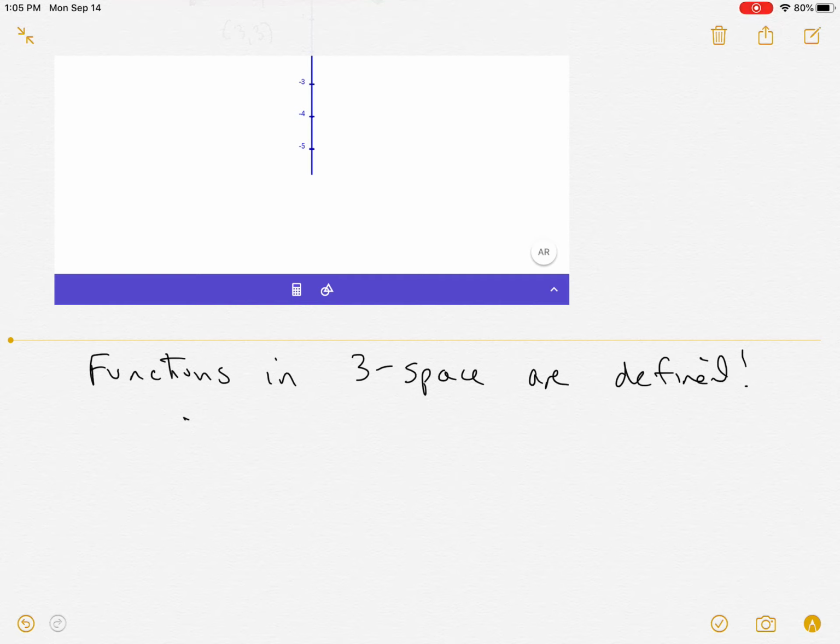Are defined. We just change the inputs. Instead of having 1 input, we have 2. And you can even go into 3 and 4. You just can't make pictures, because now you're talking about 4th dimension, and we don't quite understand that yet.